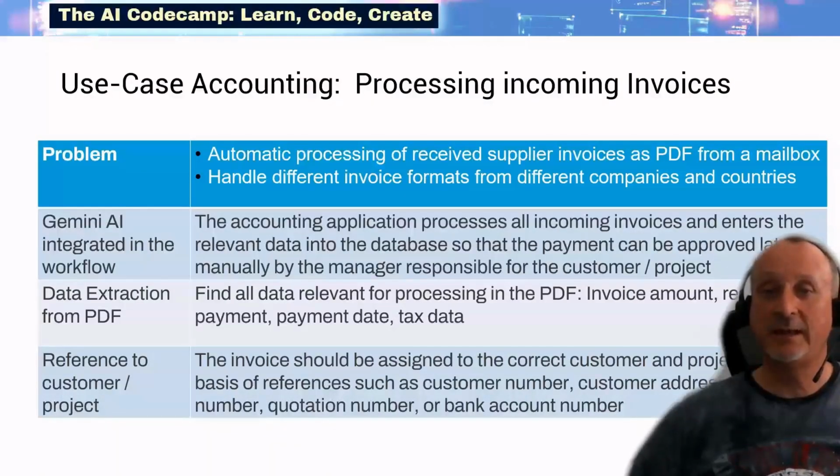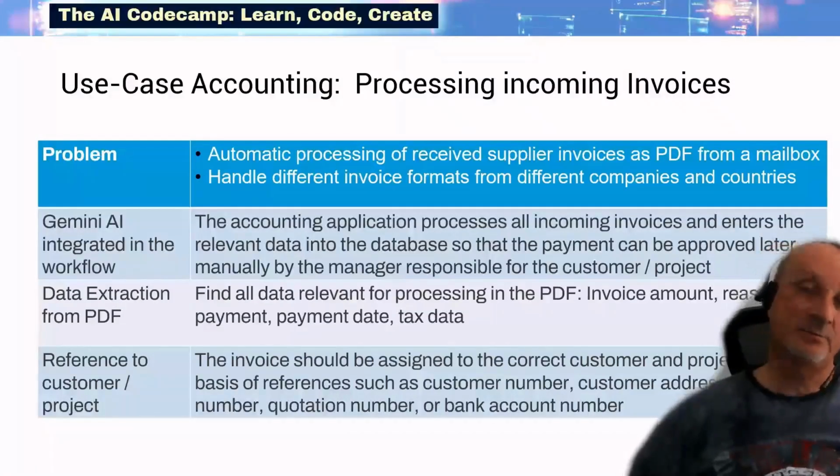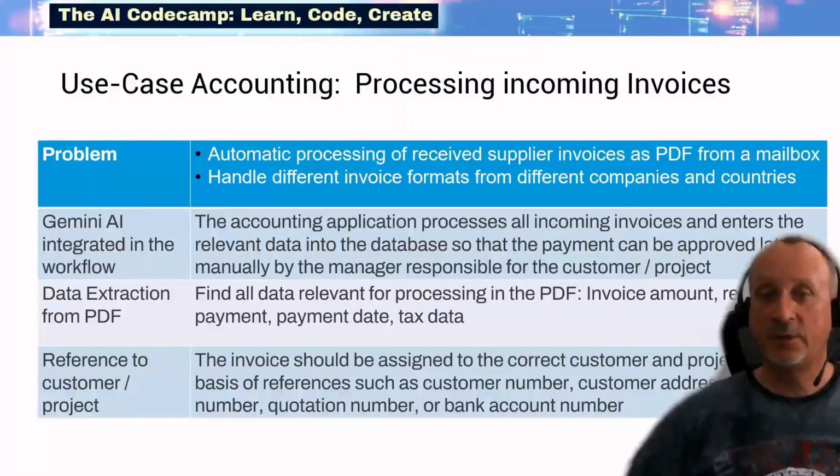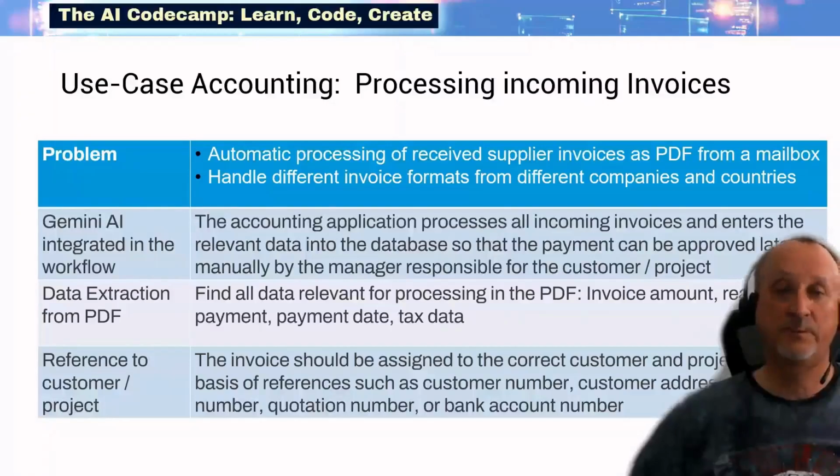with Gemini AI. Let's assume we have an enterprise resource planning system, an ERP, which processes incoming invoices as PDF from many suppliers from different countries with various formats. We have to extract all relevant data from the invoice to write it into our database later. In a subsequent process, an assigned manager will then release invoices.